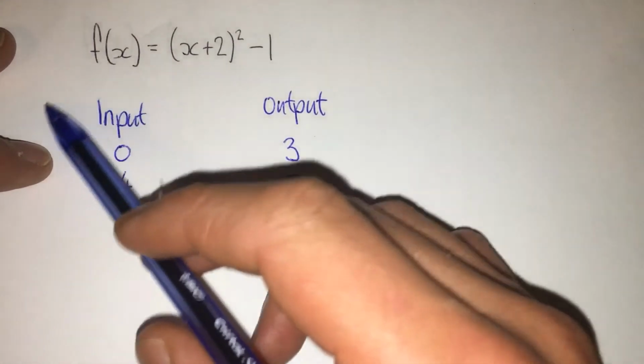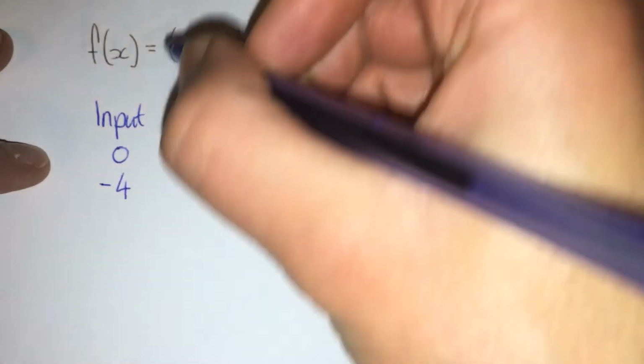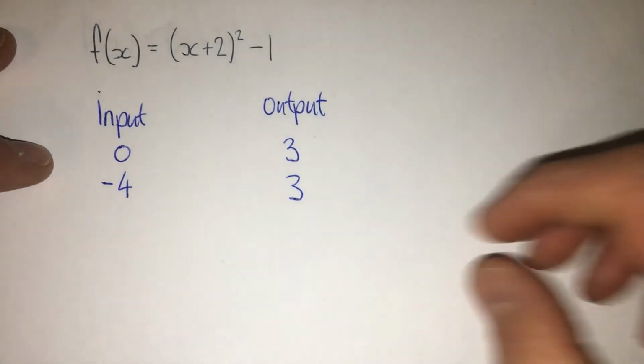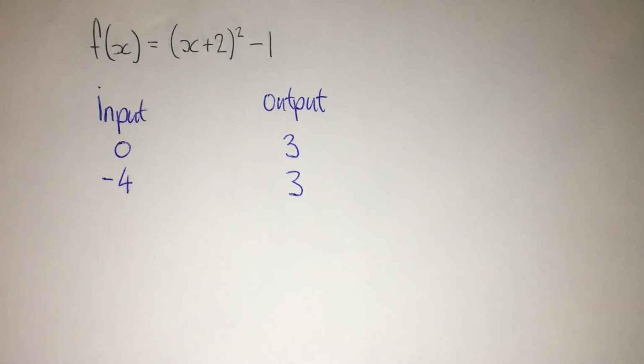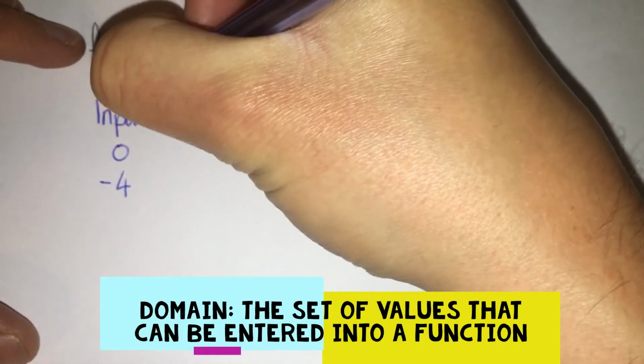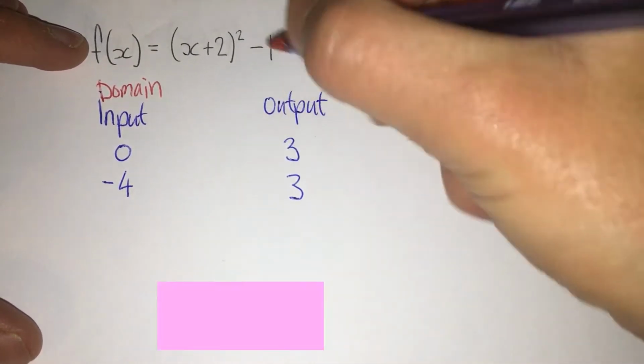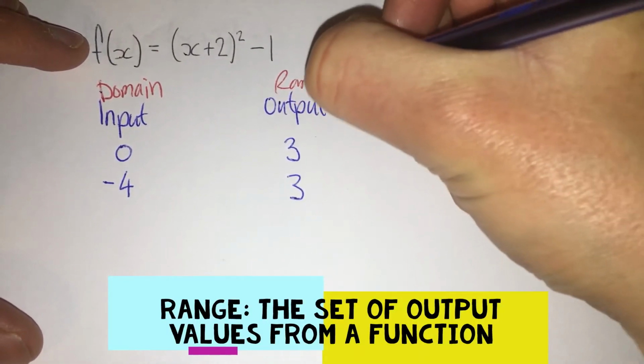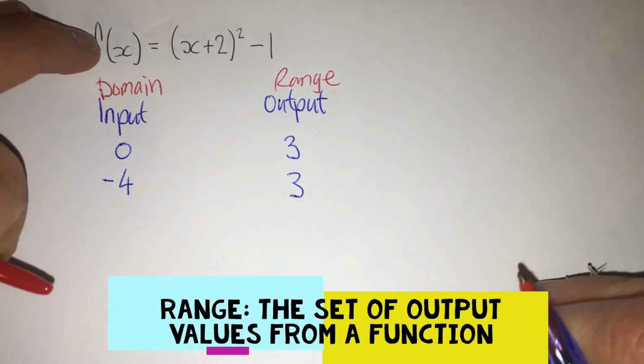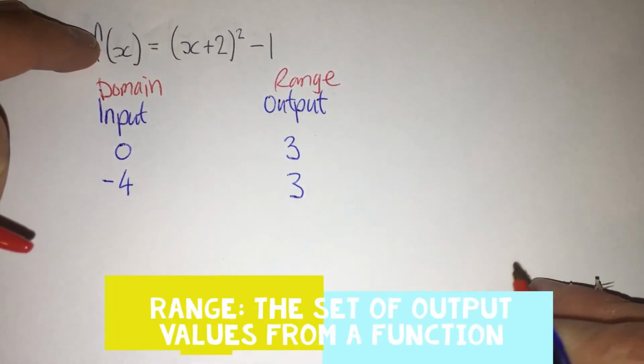Let's go back to this then. The input, what we're allowed to put in our function, has a special name. That's called the domain of the function. So the numbers that you can put in are called the domain, and the numbers that come out, the output, that's called the range. Let's have a look at this function in more detail.